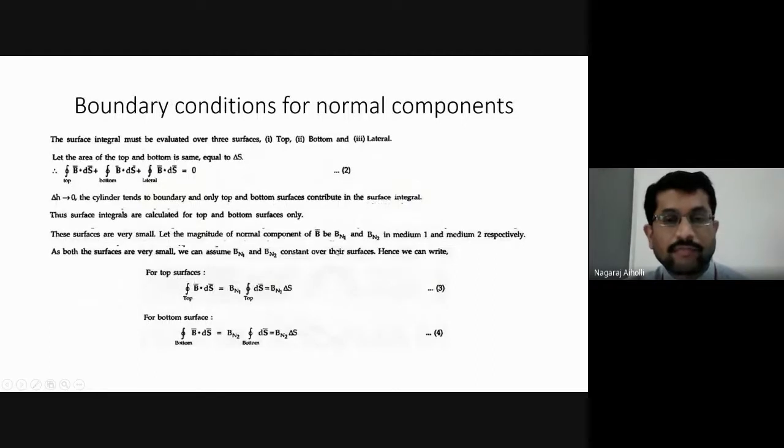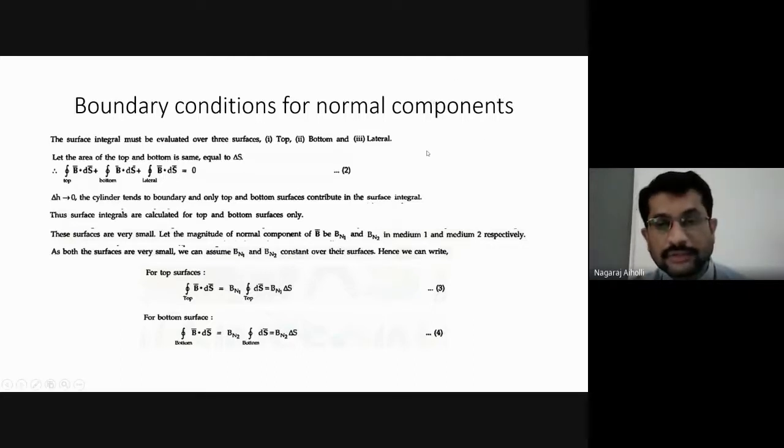the normal component of B bar, that is Bn1, and the normal component Bn2 in medium 1 and medium 2 respectively, they are as good as constants, right? As both the surfaces are very small, we can assume Bn1 and Bn2 as constant over the surfaces. The same conditions existed for the electrostatic fields also. We have assumed the same conditions there also. So Bn1 and Bn2 in medium 1 and medium 2 can be assumed as constants. Okay.